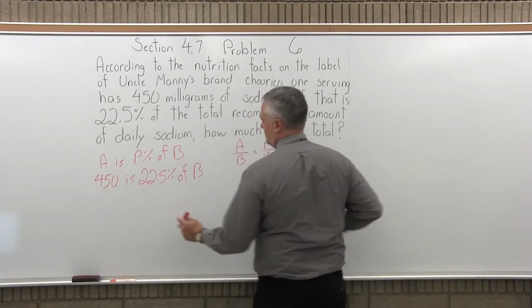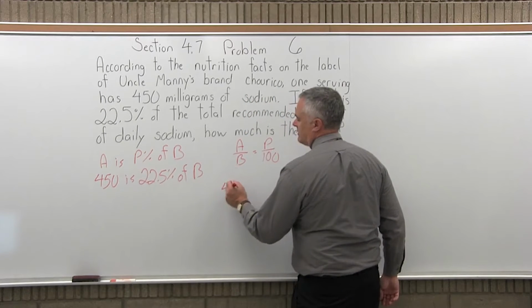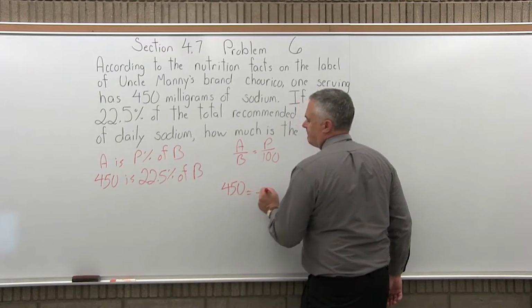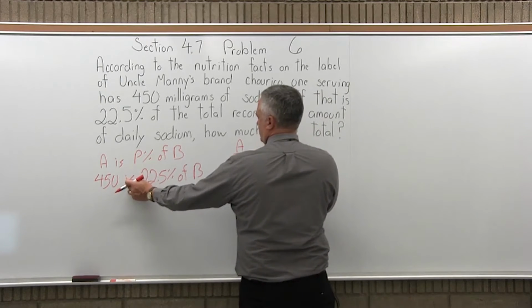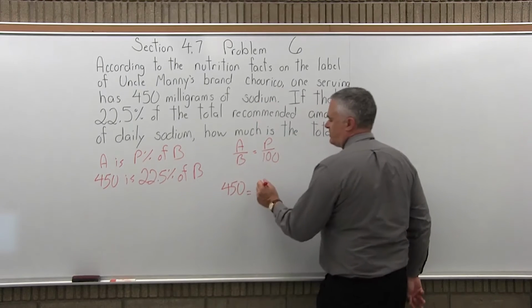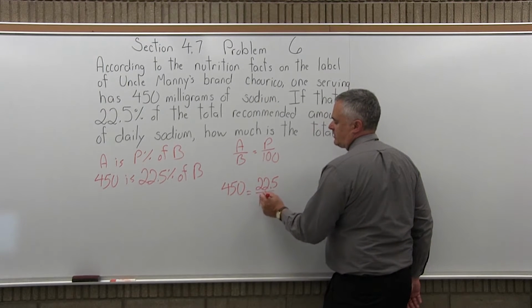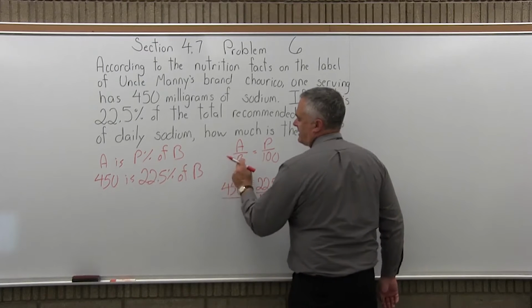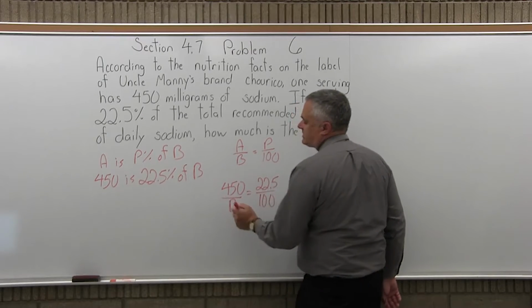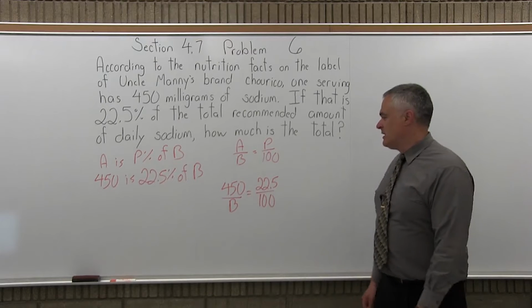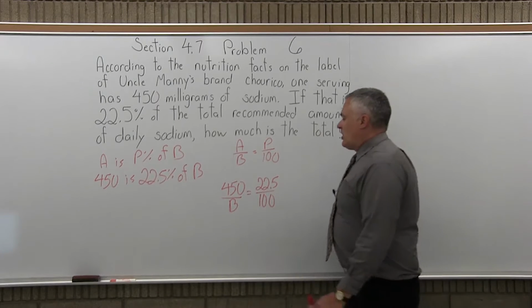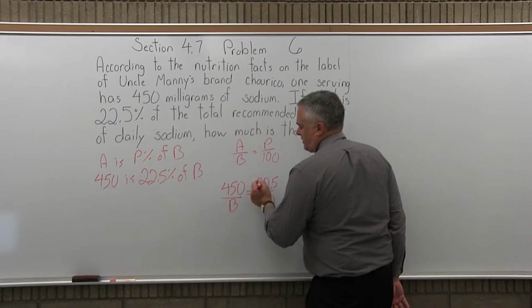The A is 450. The "is" is really what becomes the equals. 22.5%, so 22.5 in the numerator. The percent is what the 100 becomes. And then the B underneath is the unknown, so I just leave it as a variable, B. Now to solve this, I cross multiply.